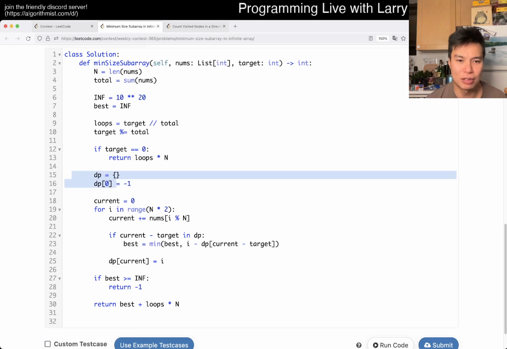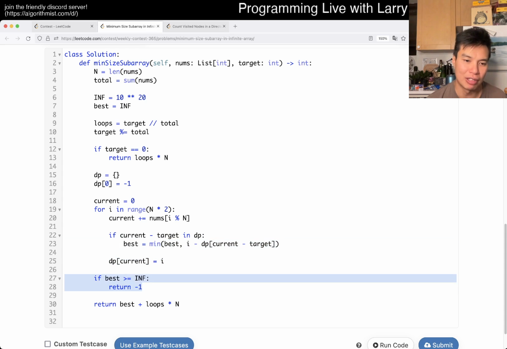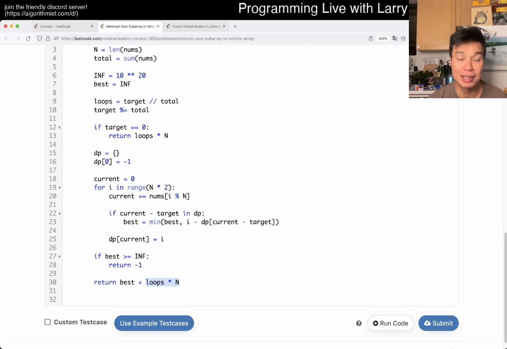But yeah, and then the rest is just what I said with the DP. We double the array, we do the DP, and we store the index whenever we see the prefix, and we also keep track of the smallest of the target thing that we talked about. And at the end, if it's not possible, we return -1. Otherwise, we return the best plus the number of loops times n, right? And that's pretty much it.